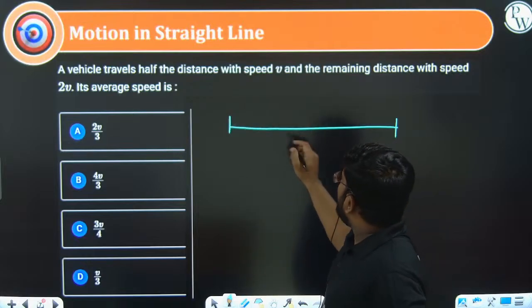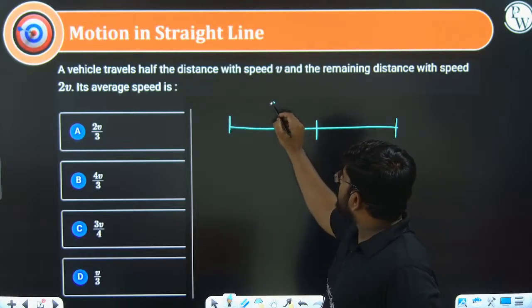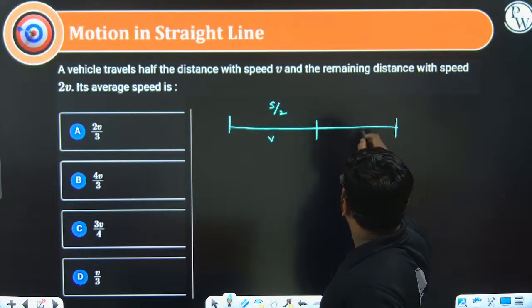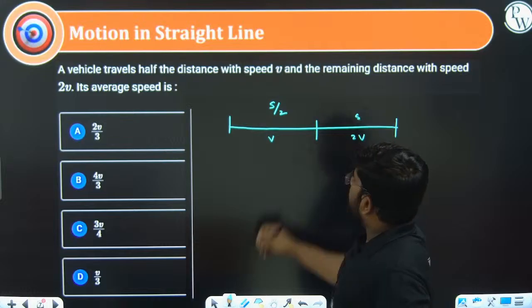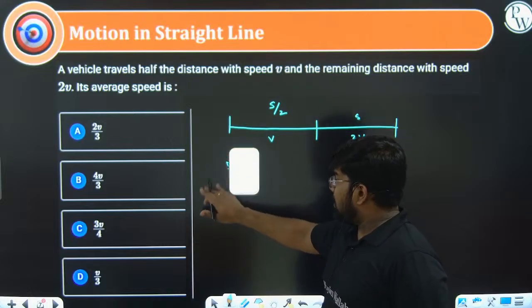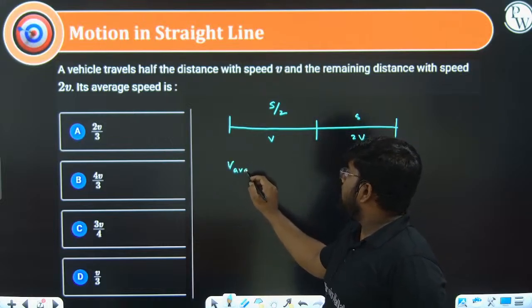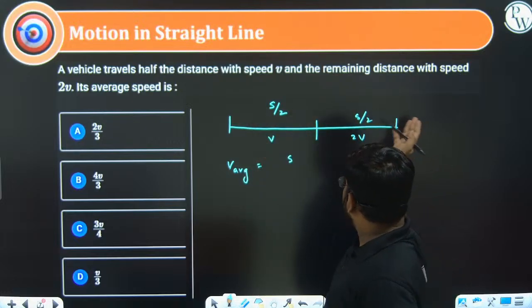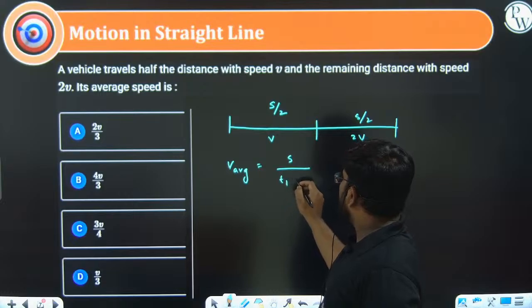A vehicle travels half the distance. If the total distance is s, half the distance is traveling with speed v, and for the remaining distance its speed is 2v. Then we want to find the average speed. Definition: what is average speed? Total distance by total time. So let us say t1 and t2.